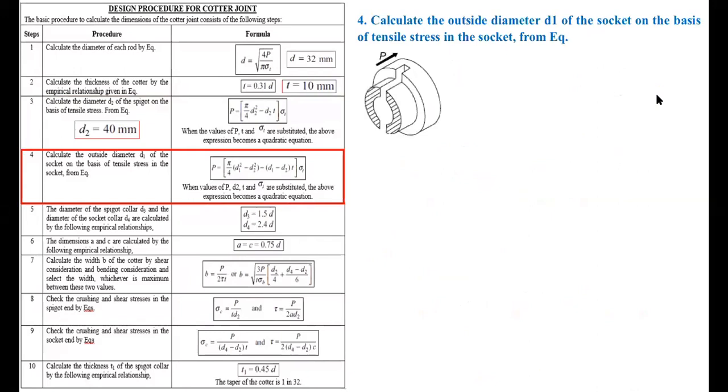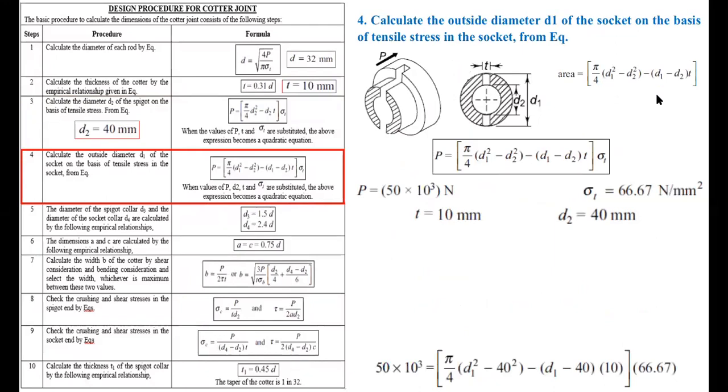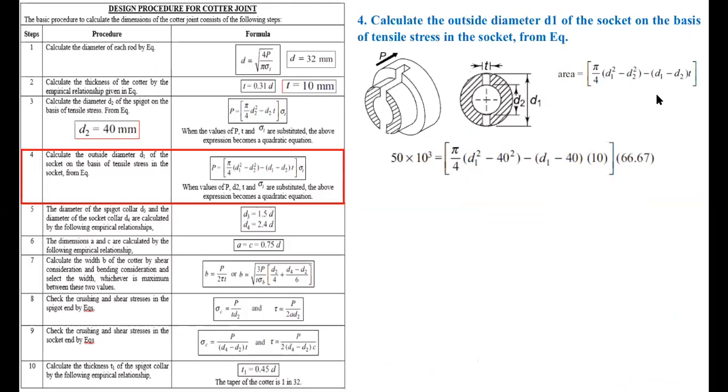So in the next step, you have to calculate the diameter D1. Okay, so that is a more complex question. In this, first you have to put all the values, like P is given as 15 × 10³, sigma T is 66.67. After putting all these values, you will get this equation. So first you have to solve this equation in the form of simple ax square plus bx plus c is equal to 0. You have to put this equation in this form.